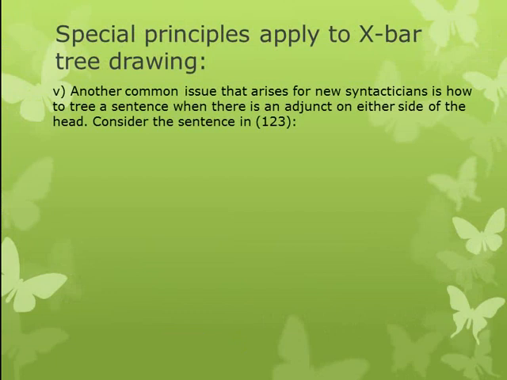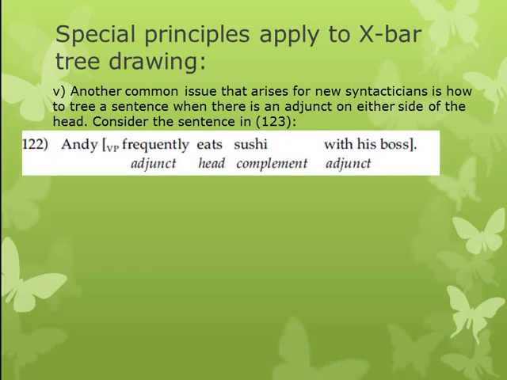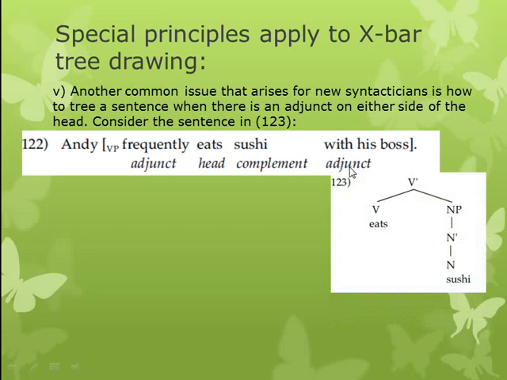Nah, ini bagaimana jika ada adjunct di beberapa sisi ya. Just like this one: Andy frequently eats sushi with his boss. See, here we have an adjunct and then another adjunct, in the verb phrase: an adjunct before the verb, and an adjunct after the verb. Okay, so we have it like this.